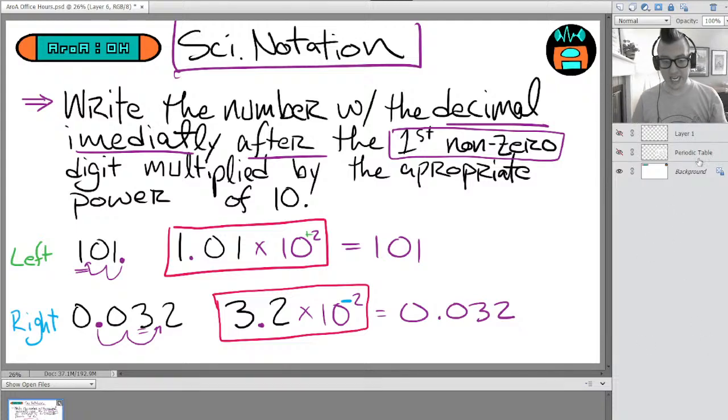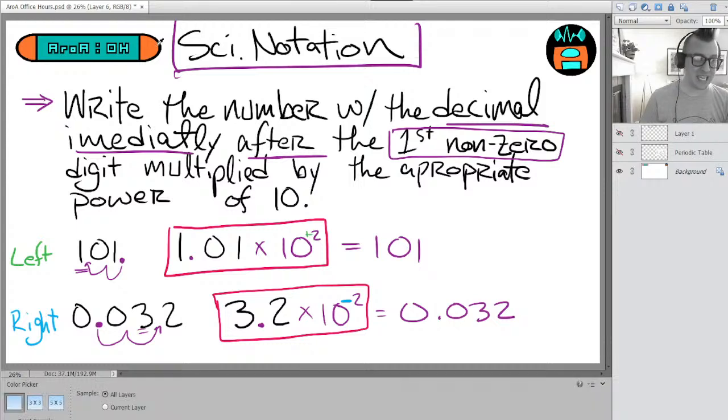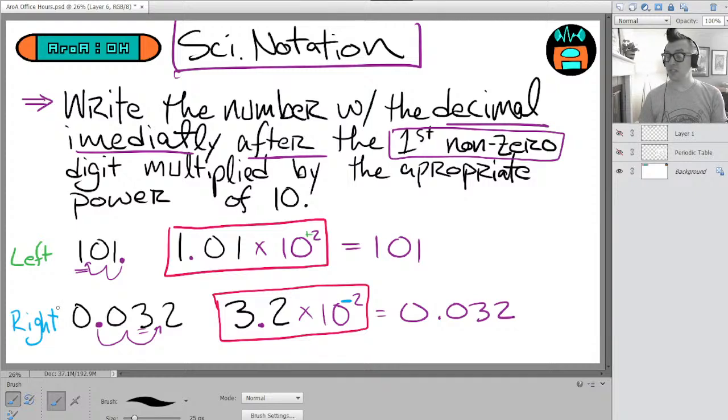This is another key feature for scientific notation. Whenever you're writing a number in scientific notation, it is critical that you maintain the number of significant figures. In other words, the number of sig figs that you start with need to be the number of sig figs that you end with.